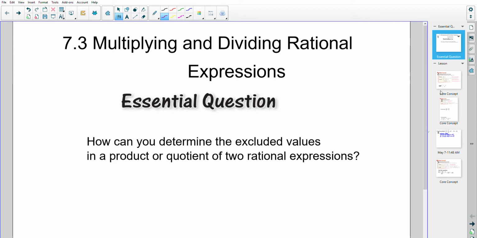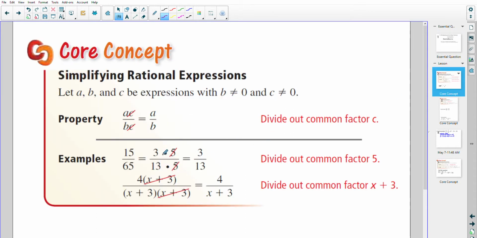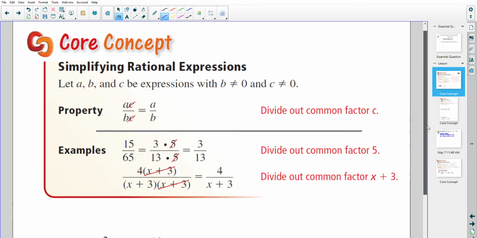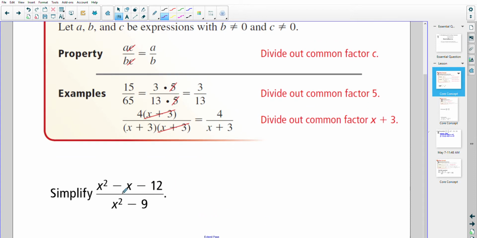7.3, multiplying and dividing rational expressions. So the idea here is to factor out and cancel. Factor out, cancel. You can do it with numbers, you can do it with expressions. For example, in this particular one, I would try factoring that numerator and denominator and see if you have a cancellation. X plus minus 4 and 3, double checking that inner term.